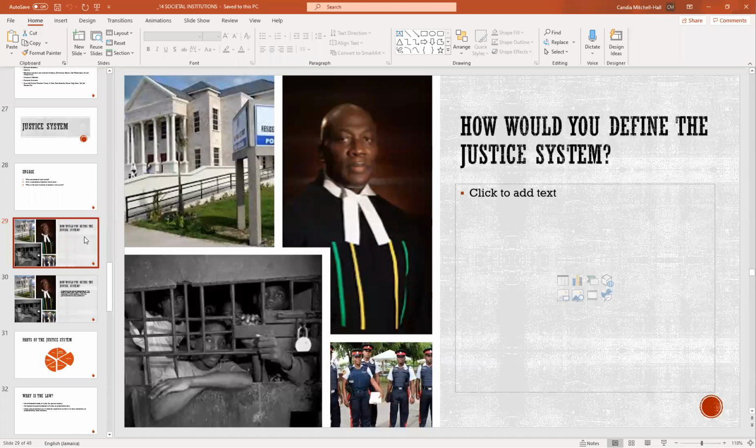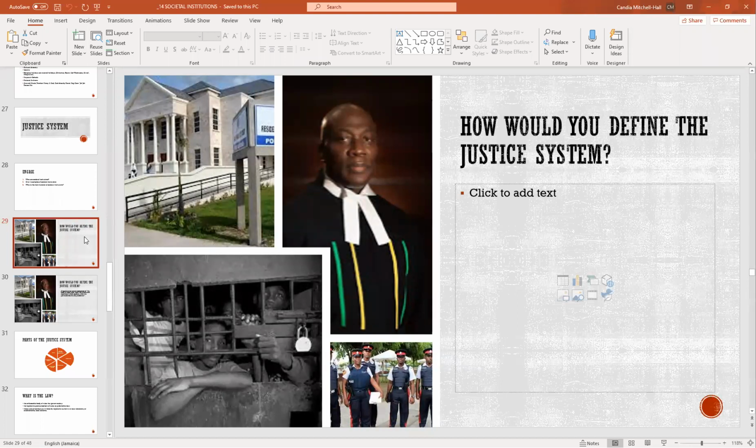How would you define the justice system? You hear the word justice system, what comes to mind? Go ahead for me, O'Connor. Sir, I would describe it as a governmental system that regulates and enforces the law within a society. All right, very good attempt.